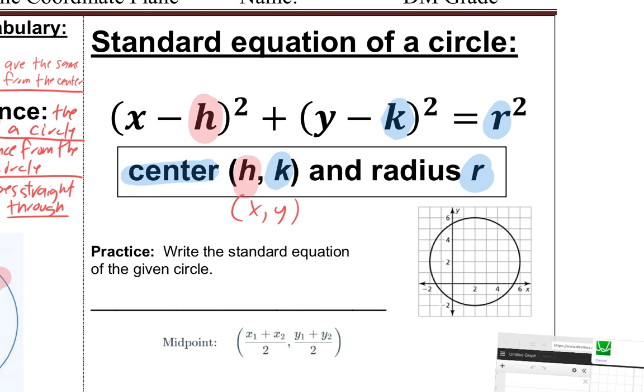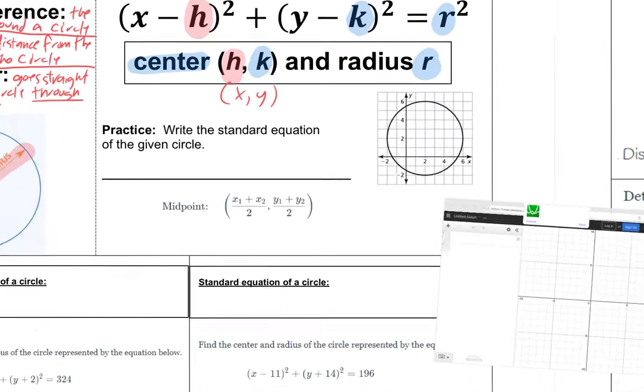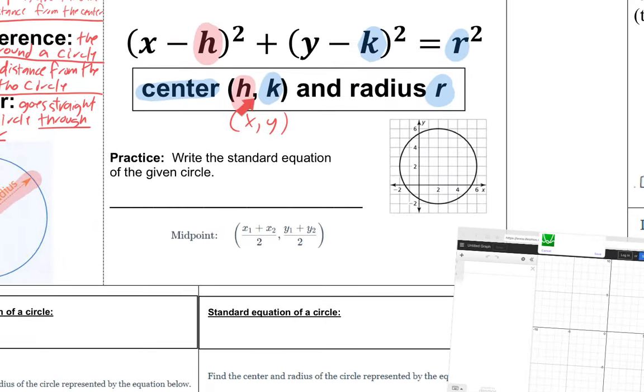All right, so let's go ahead and write the standard equation of this circle. Here's how we're going to do it. We need to find out what the center is, so we can substitute it in there, and then the radius. So let's start with the center. To solve for the center, you can do it a couple different ways. You can start by seeing where you think the center is, or you can use what's called the midpoint formula. We talked about the midpoint where we find the middle.